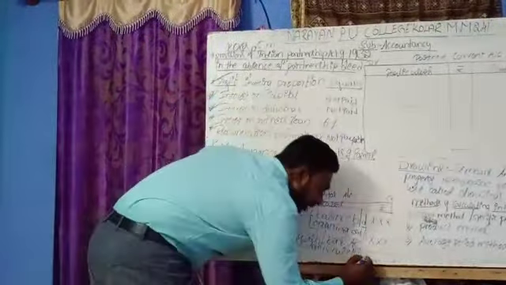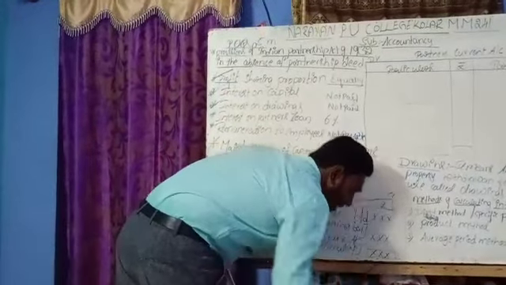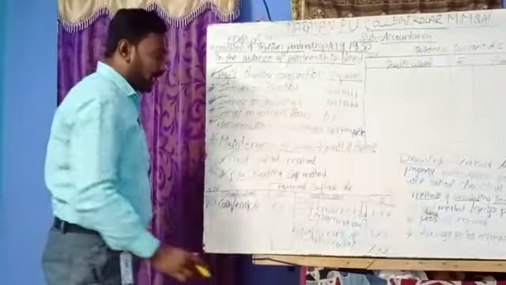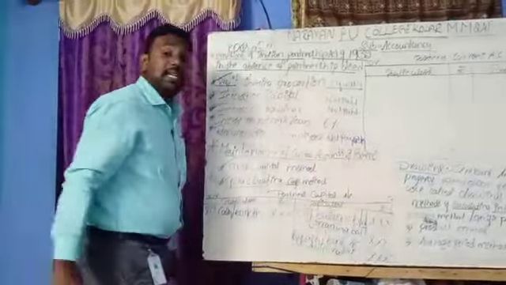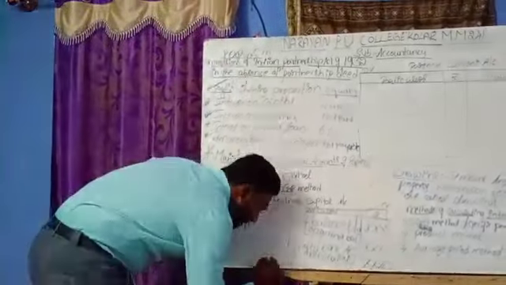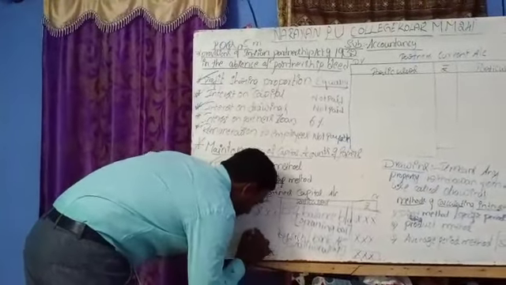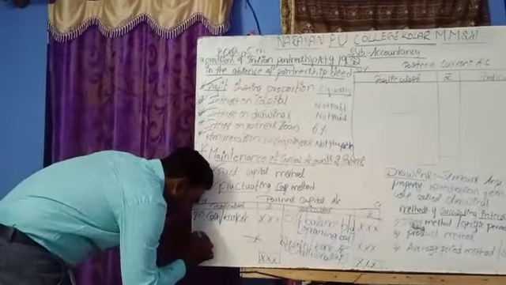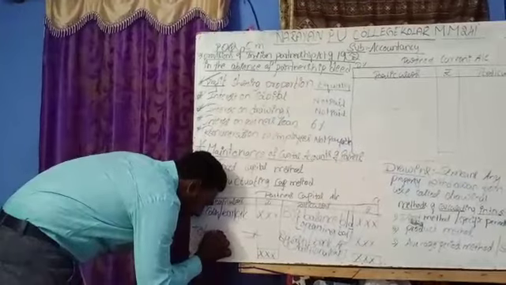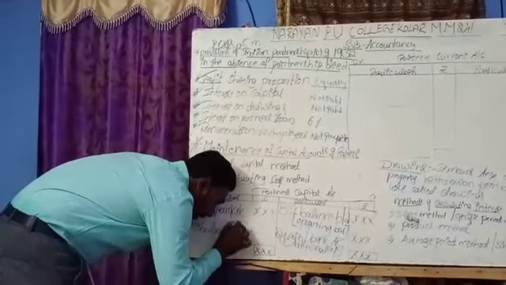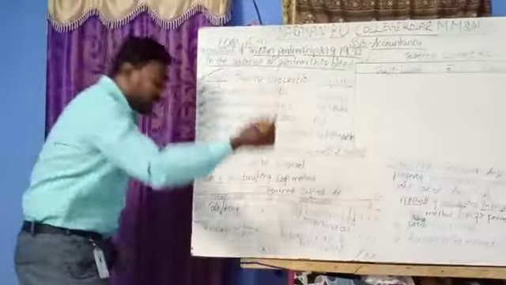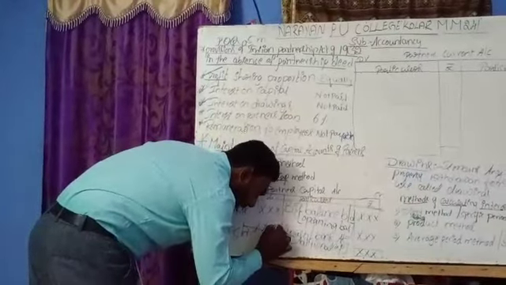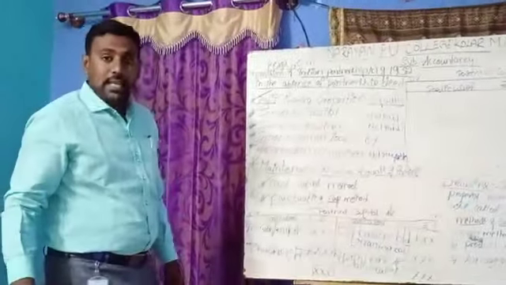Finally, we balance both sides. In the partner's capital account, the total of the credit side is always the higher value. The same total we transfer to the debit side, and we find the difference amount, which is called balance carried forward to the next account. That amount we write into the partner's capital account.